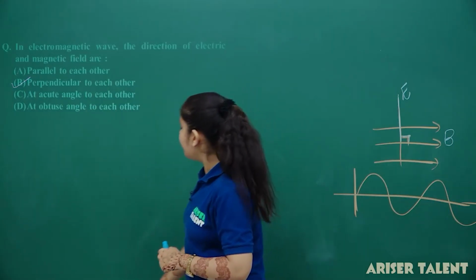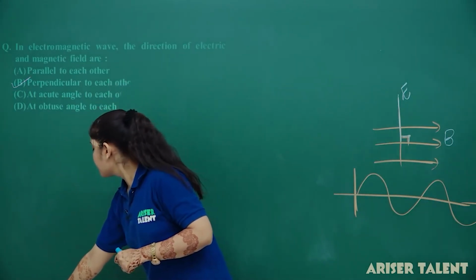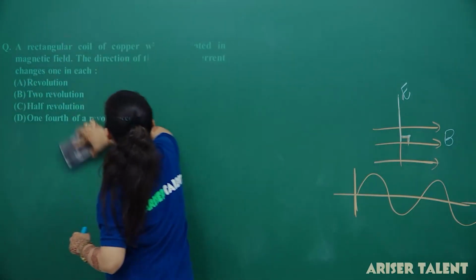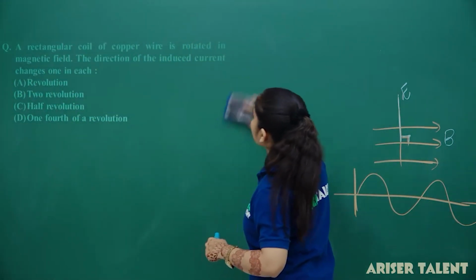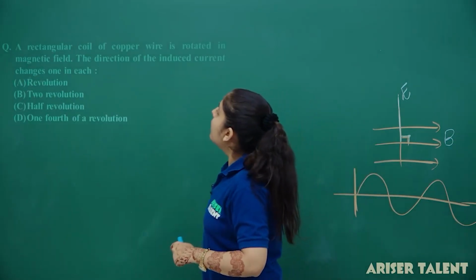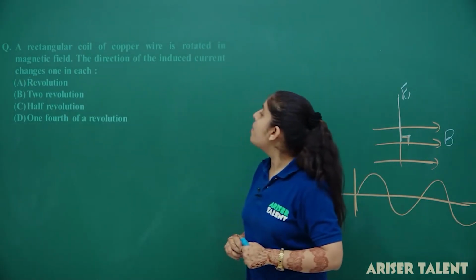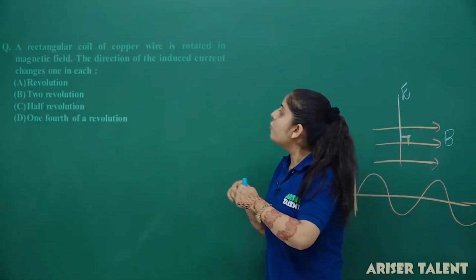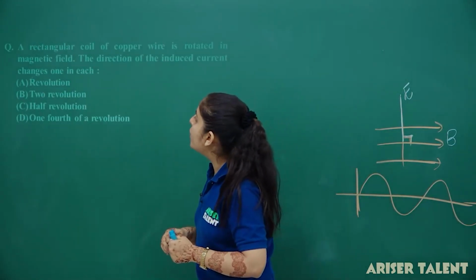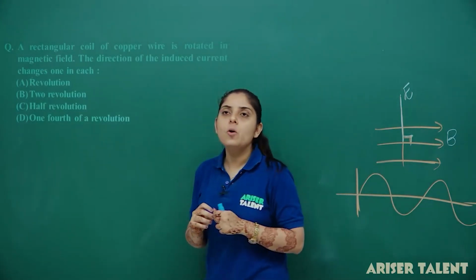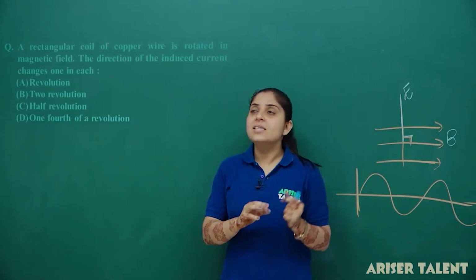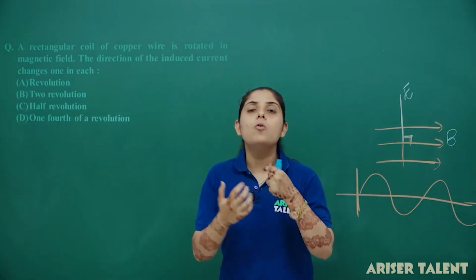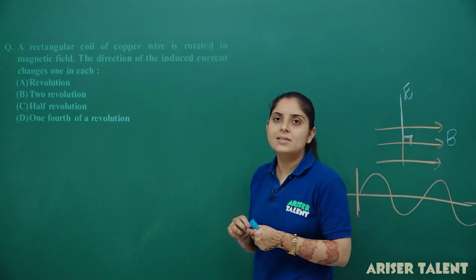Now, let's have the next question. A rectangular coil of copper wire is rotated in a magnetic field. The direction of induced current changes once in each what? This type of question we have discussed earlier, but it is given in a different format. You have to determine in how many revolutions it is going to change its direction.